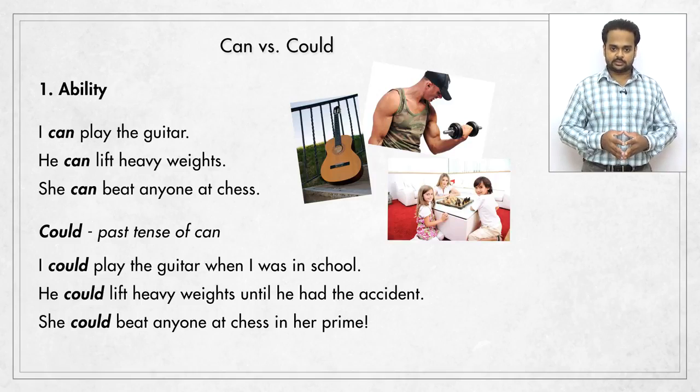Here are a couple more examples. He could lift heavy weights until he had the accident. She could beat anyone at chess in her prime. In her prime means in her best years, maybe when she was younger and was playing competitively. So in these sentences, can shows present ability and could shows past ability. This is the first difference between the two verbs.